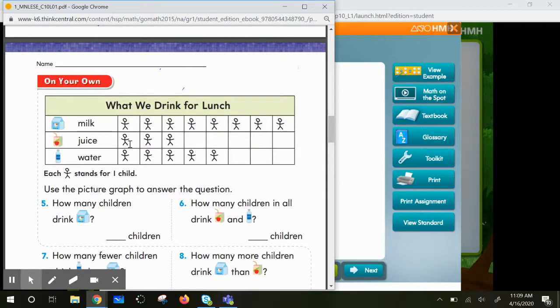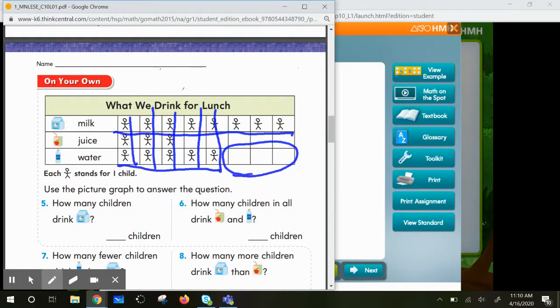Fewer goes back to what I showed you on the previous page. How many fewer children drink water than milk? You have to look and see how many chose water and how many chose milk. How many fewer chose water? If you do your matches, these all match up. There's this many without a match.